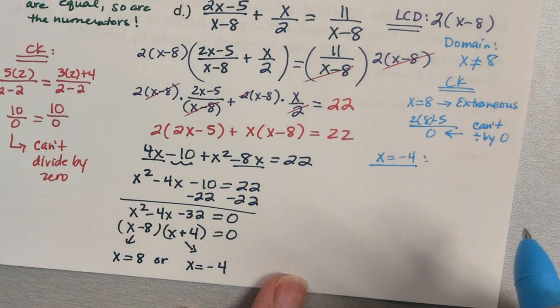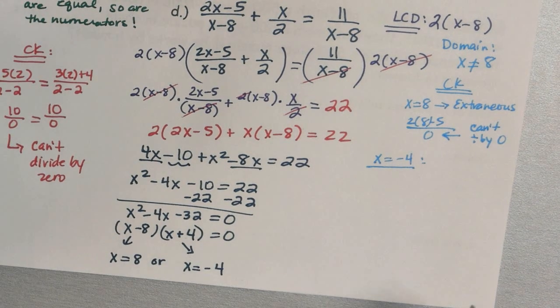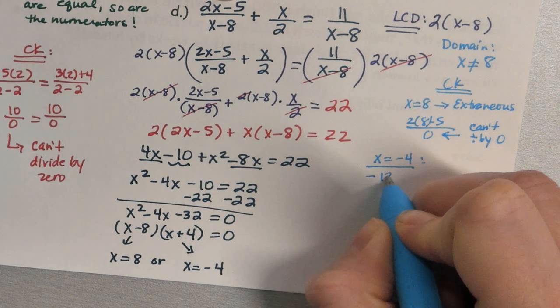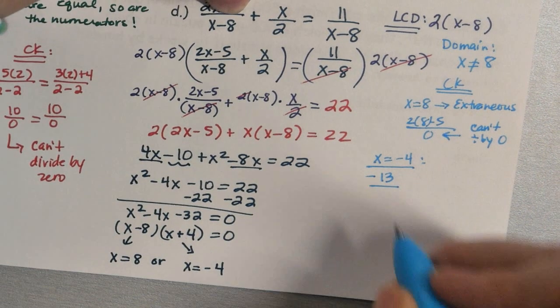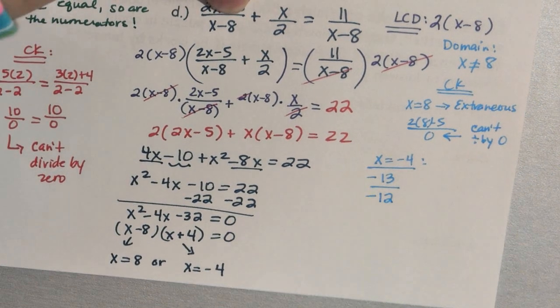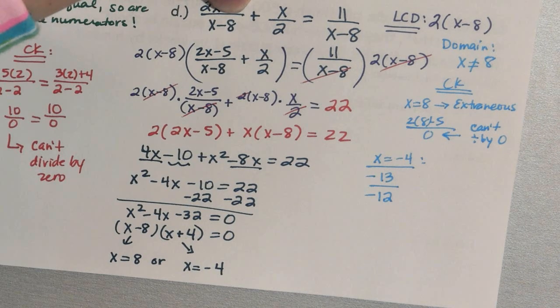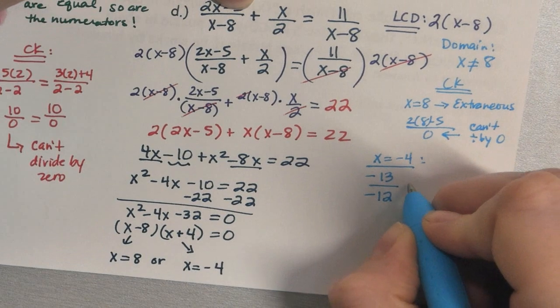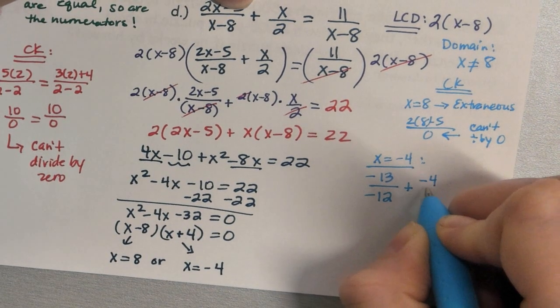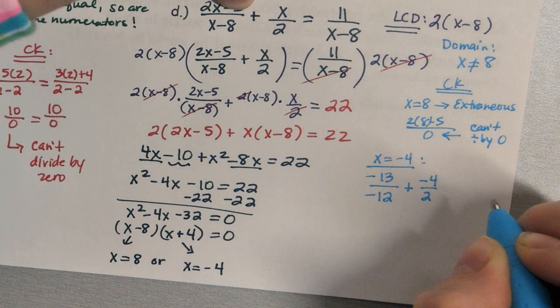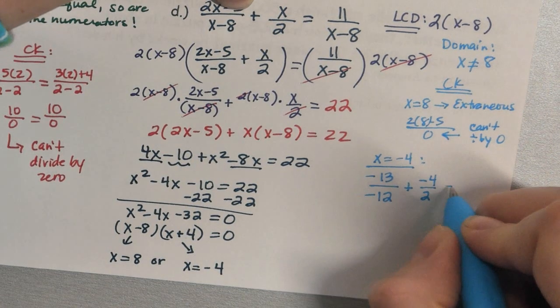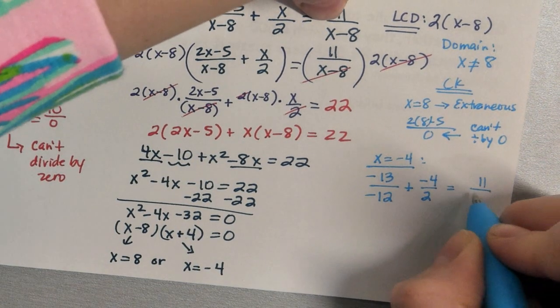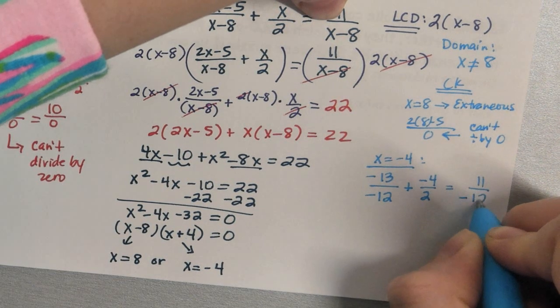And let's do this in our head, okay? So 2 times negative 4 is negative 8. Negative 8 minus 5, negative 13. And then negative 4 minus 8 on the bottom is negative 12. So when I say do it in your head, you don't have to write out the negative 4. You can just plug that in as you go. Plus negative 4 over 2. And equals 11 over negative 4 minus 8, which is negative 12.